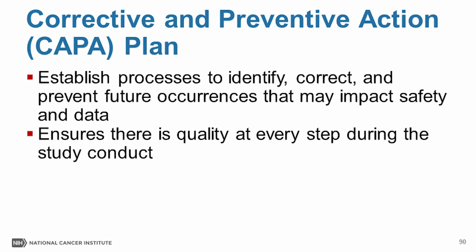So a CAPA plan establishes a process or sets up processes to identify, correct, and prevent future occurrences that may impact safety and data, and ensures that the quality of the research and the conduct of the study is maintained. CAPAs actually started in industry, specifically in manufacturing, as a process that is used in all steps of the manufacturing for a company so that they can identify, correct, and prevent quality issues from occurring. And this type of plan is similar to what's conducted in a hospital setting for a sentinel event, which many of you may already be familiar with. This is not at all uncommon for institutions that are JCAHO accredited or Joint Commission accredited.